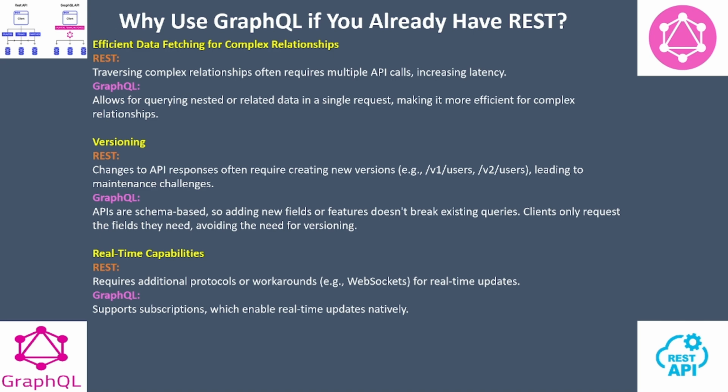And versioning. In REST, changes to API responses often require creating new versions, guys. Suppose, for example, version 1, version 2, version 3, and so on, leading to maintenance challenges. GraphQL APIs are schema based, so adding new fields or features does not break existing queries. Clients only request the fields they need, avoiding the need for versioning.